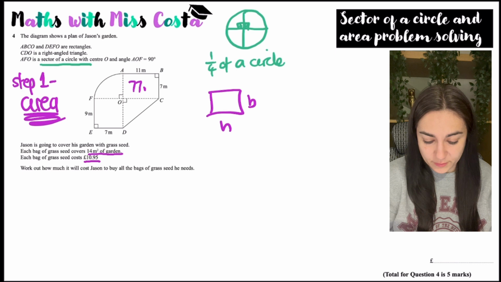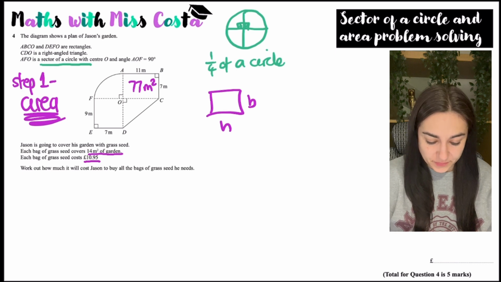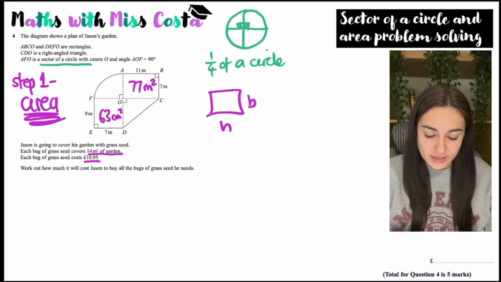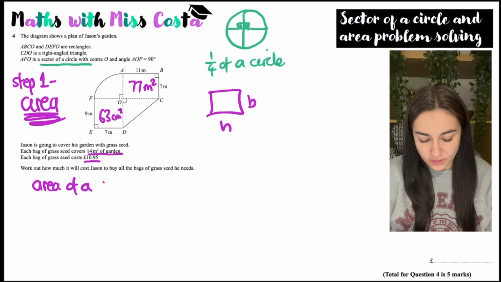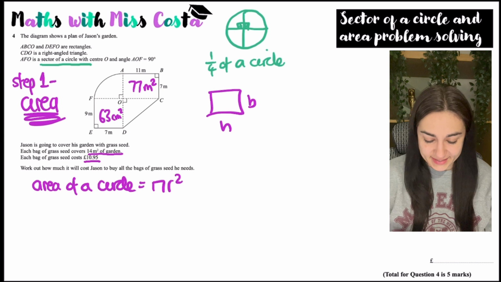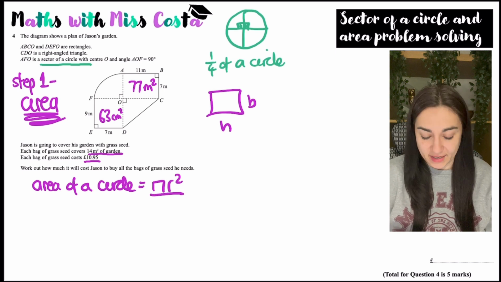So for here, that would be 77 meters squared. 9 times 7 is 63, so this would be 63 centimeters squared. Then for the circle, how do you work out the area of a circle? The formula is pi r squared, where r is the length of the radius. And because it's a quarter of a circle, you're going to have to divide by 4.